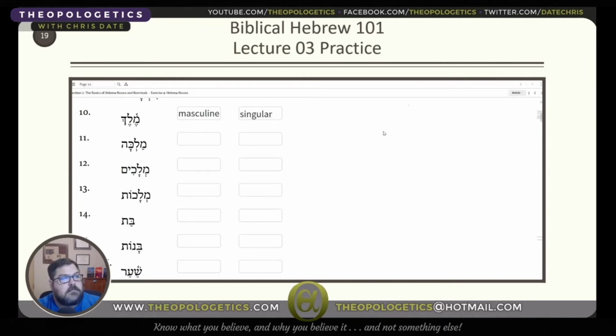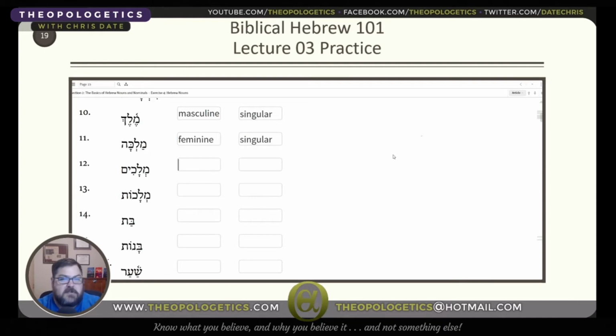Malka, notice that characteristically feminine singular ending kamete. Absolute state, and again, I don't know if the dictionary is going to list melech and malka separately, but the one is the female equivalent of the other, so queen.